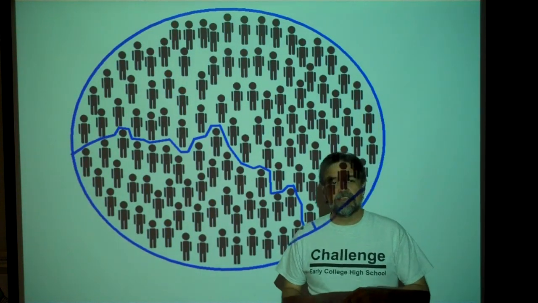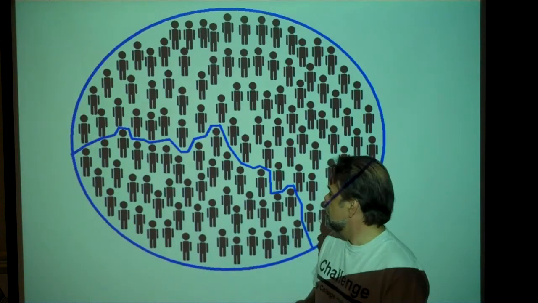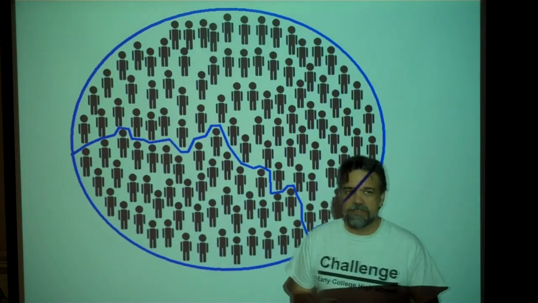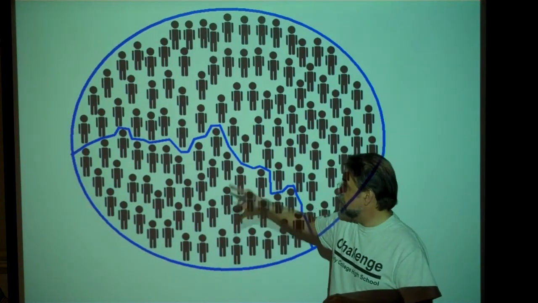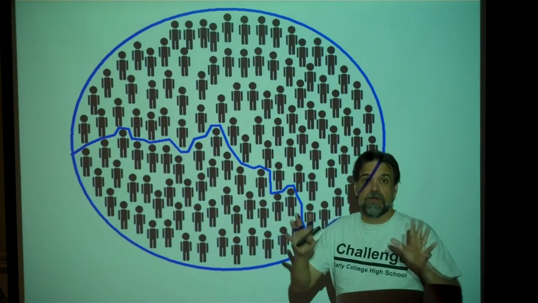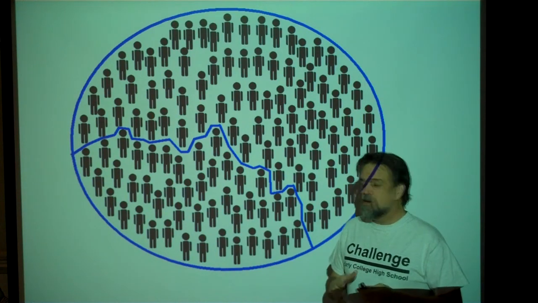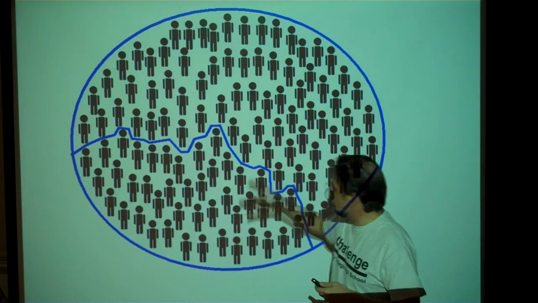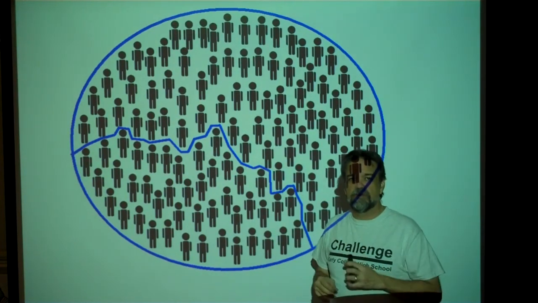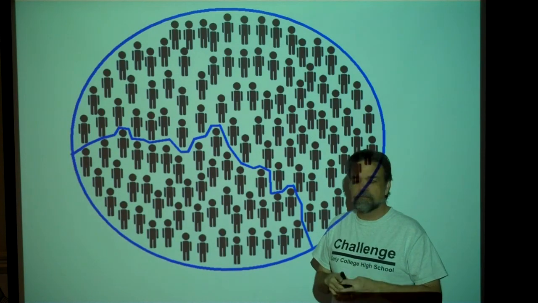So the next one we're going to look at is a stratified random sample. Now, what a stratified random sample does is you have two strata of your population, or perhaps three or perhaps four strata of your population. And what these are is they're chunks of the population that are different from one another in some way, okay?